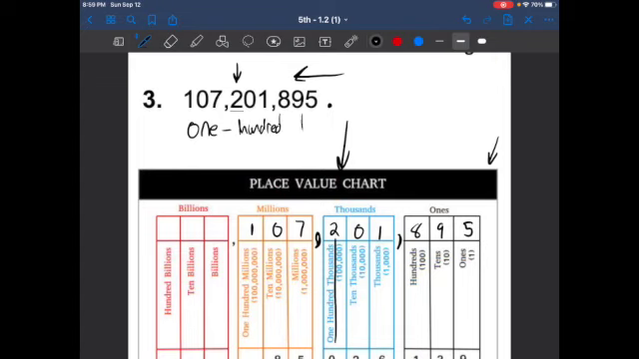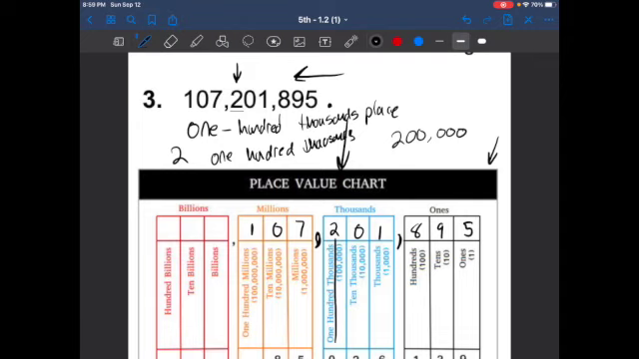100 thousands place. Okay. What is the value? Well, how many of those 100,000s do we have? We have two of them. So we have two 100,000s. Or if we put the actual value, it'd be worth 200,000. Okay, let's try another one.